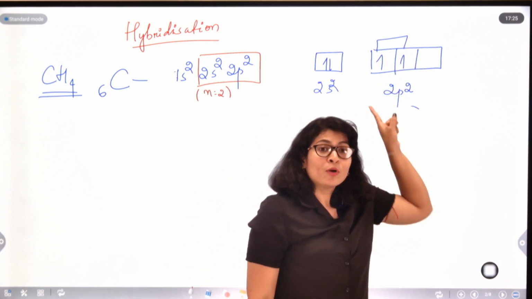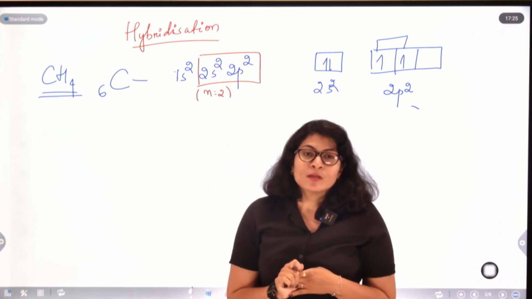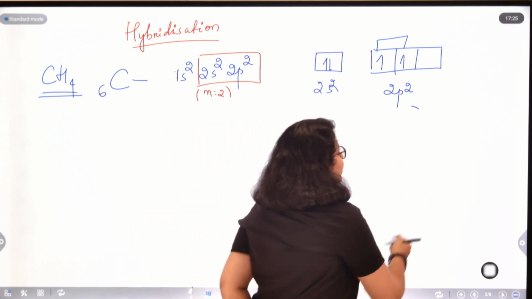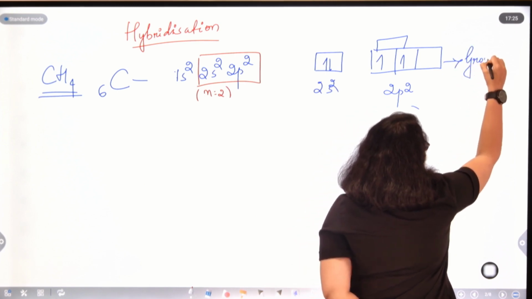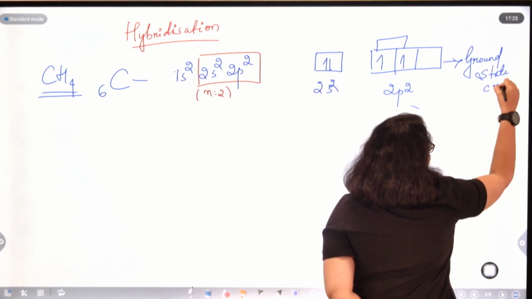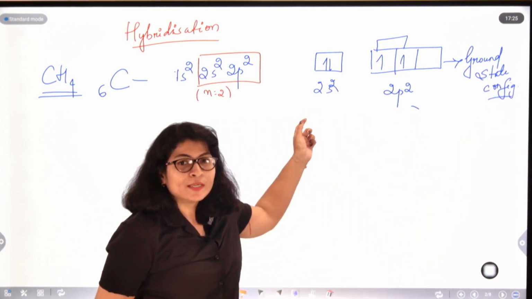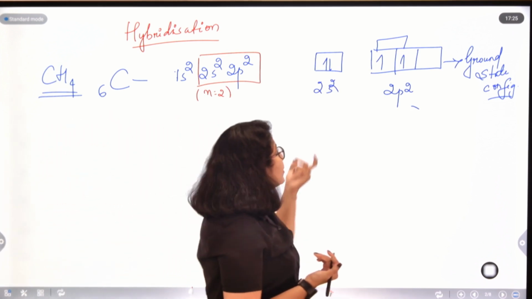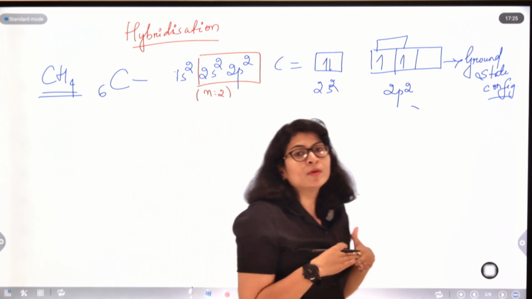So for bonding with 4 hydrogen, it needs 4 unpaired electrons. Now from where will this carbon bring 4 unpaired electrons? See, this configuration is the lowest energy configuration, or you can say the ground state configuration. But when this carbon atom will see these 4 hydrogen atoms approaching from a distance, what will happen? The carbon which was in the ground state or the stable state will now become excited.